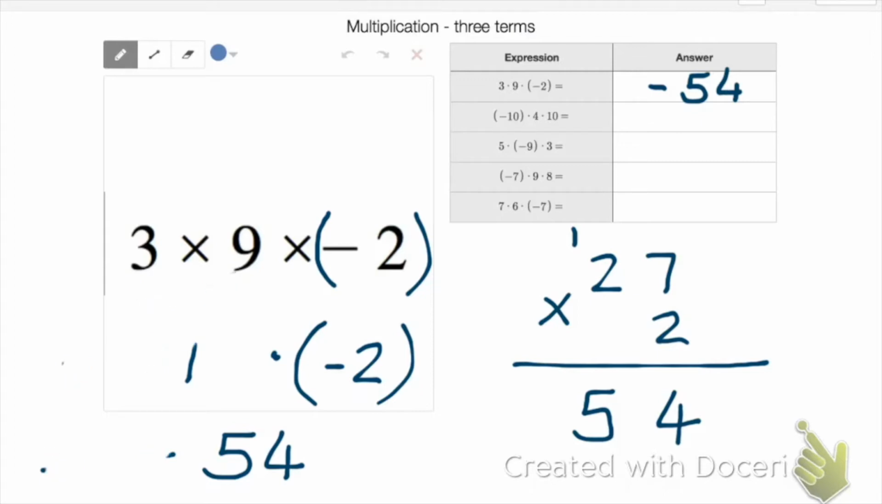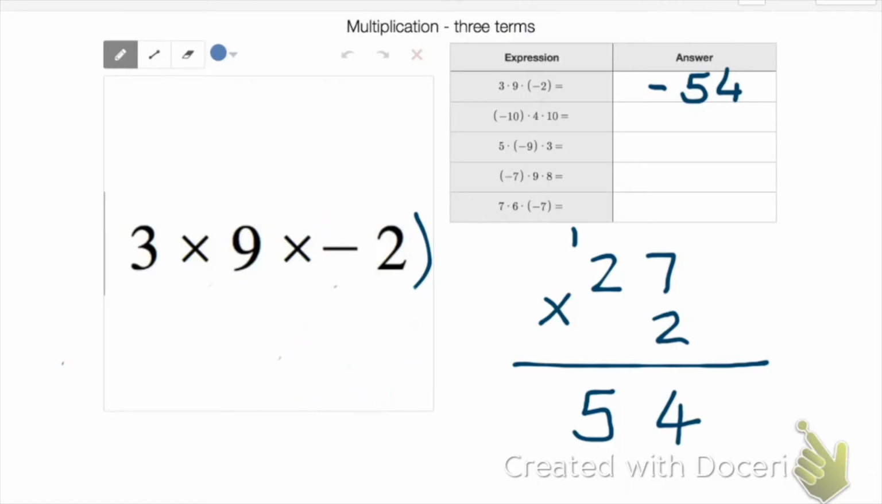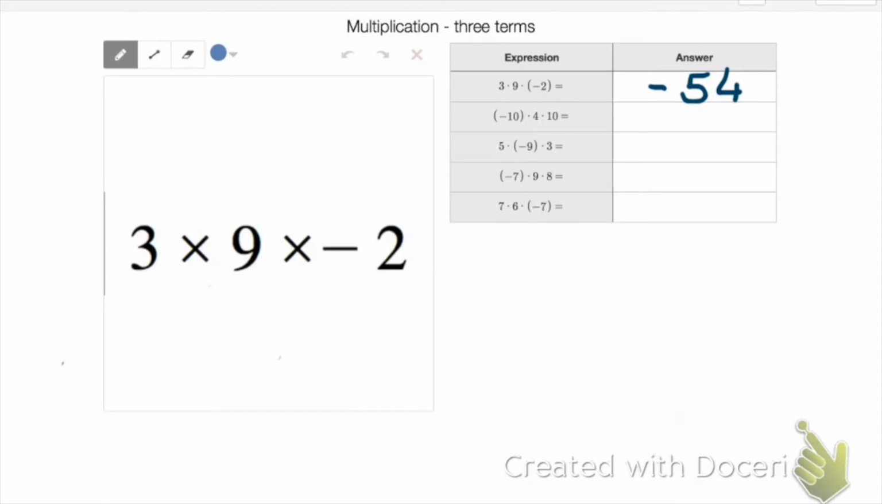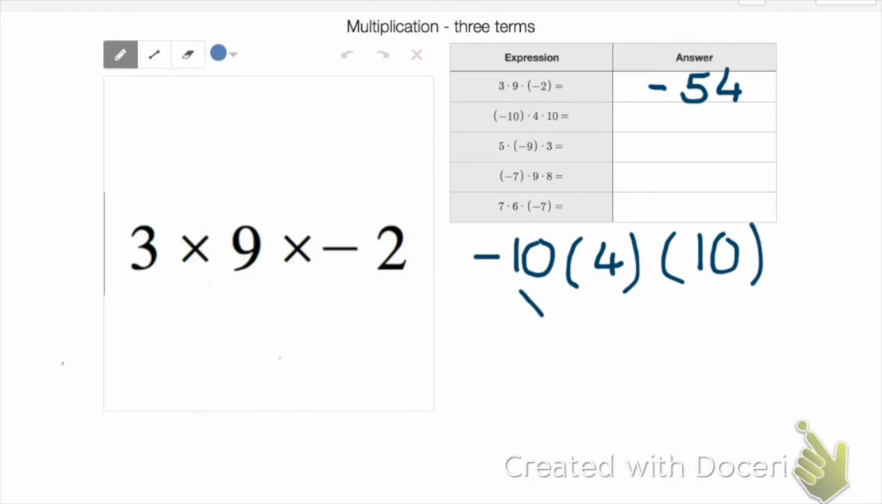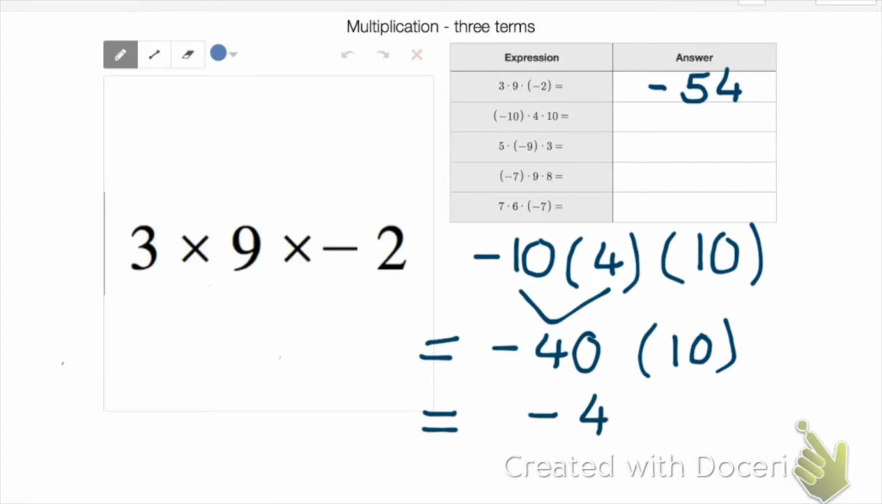The next one we're going to do is negative 10 multiplied with 4 multiplied with positive 10. So we're going to do the same thing. Negative 10 times 4. The answer will be negative 40. And then you multiply with 10. So negative 40 times 10 is negative 400.